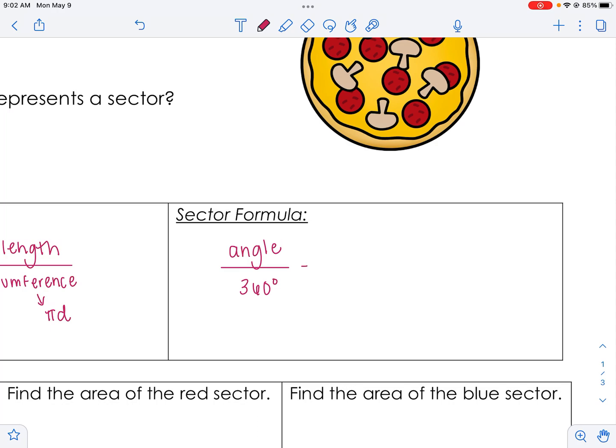Now, for the sector, for the slice, it still is the angle over 360 because it's still part over whole. But now the part would be the sector area, and that would be the part. And if you think of it, the whole would be the whole area of the circle. And area of a circle would just be pi r squared.